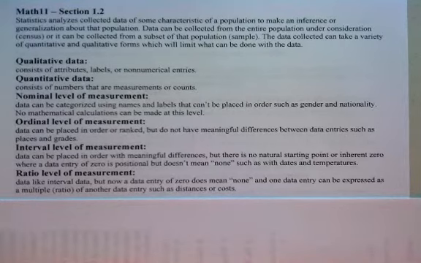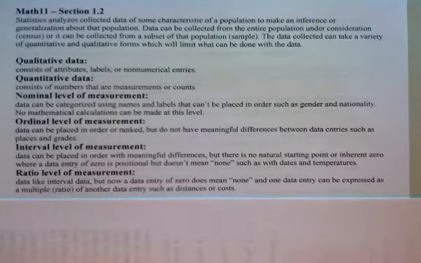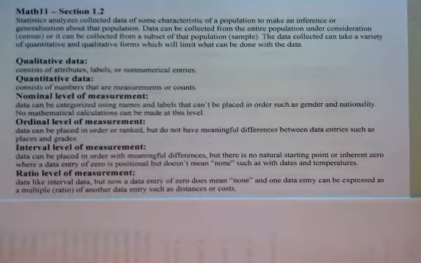Data can be placed in order with meaningful differences, but there is no natural starting point or an inherent zero. An inherent zero is where when you have 0, it actually means none. So, for instance, I have no money. I have $0. That's an inherent 0. Whereas when we say something like, hey, the temperature outside is 0 degrees, that doesn't actually mean that there's no temperature out there or there's no heat out there. It's a relative term that just happens to fall where it does based on that particular temperature scale.